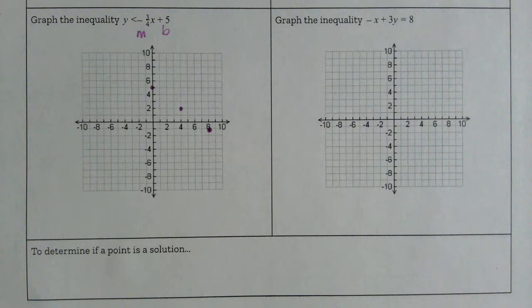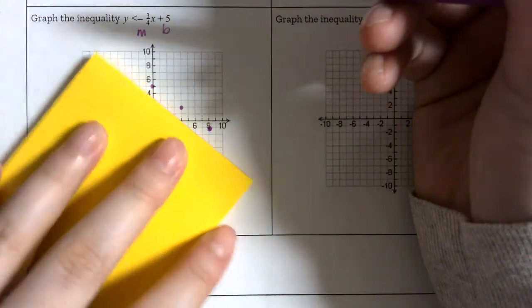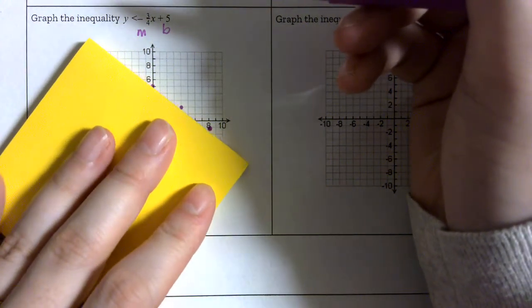And then before I connect my dots, I need to ask myself if this is a solid or a dashed line. Since this does not have the line underneath the symbol, it is going to be a dashed line. So I'm going to connect this in a dashed line.